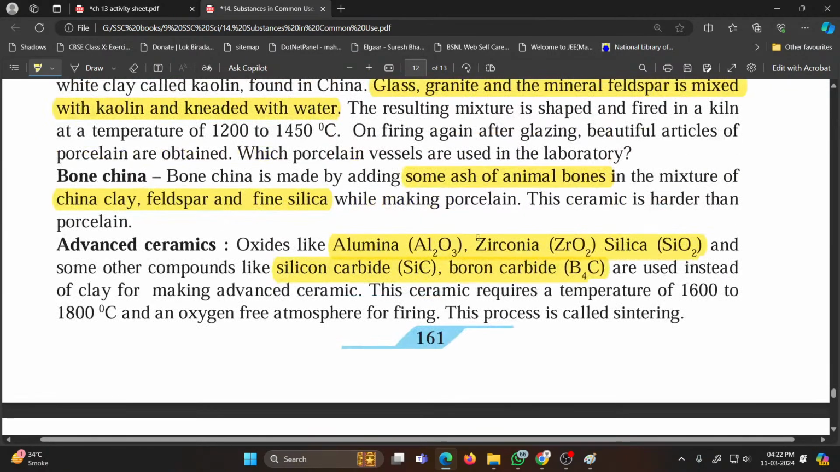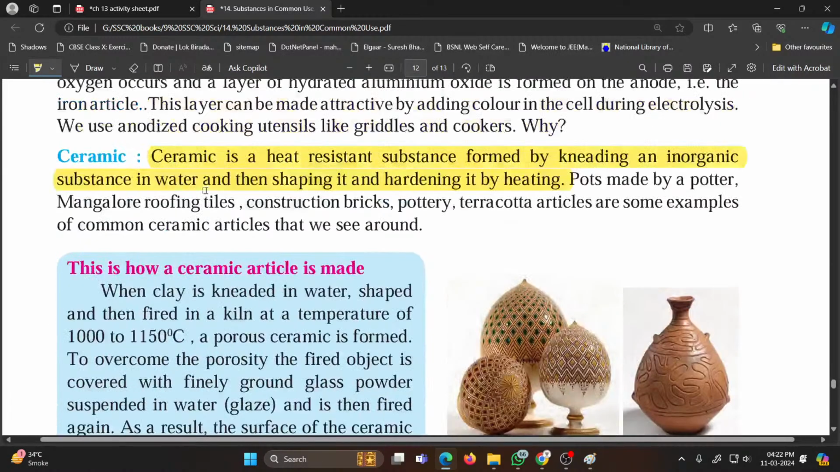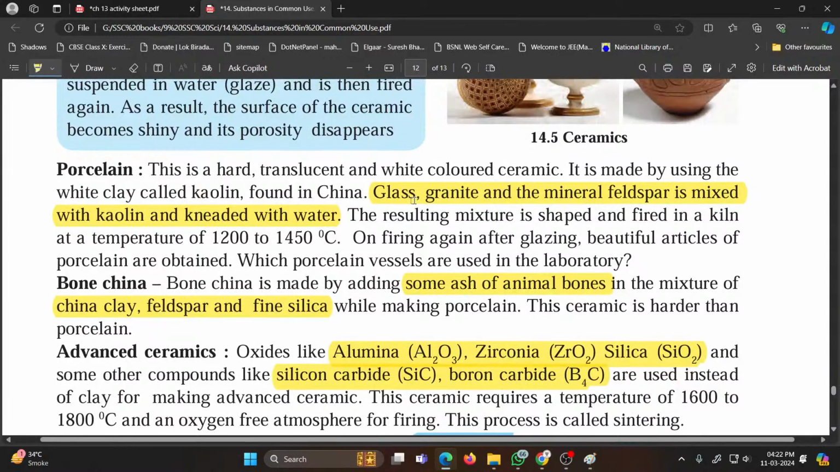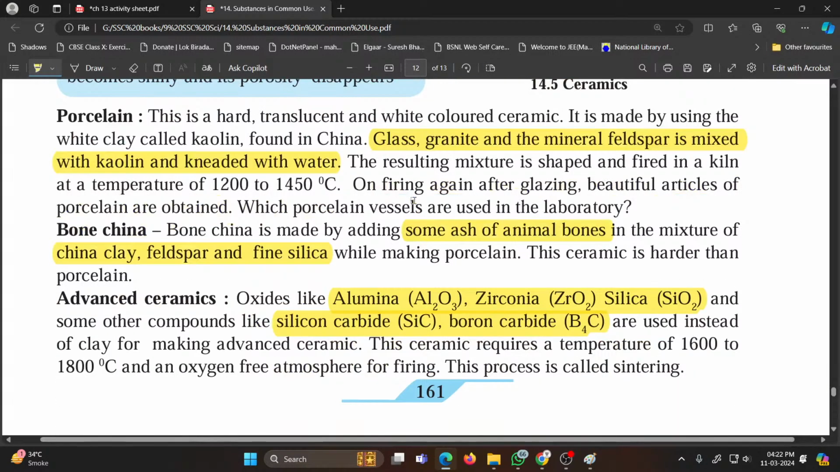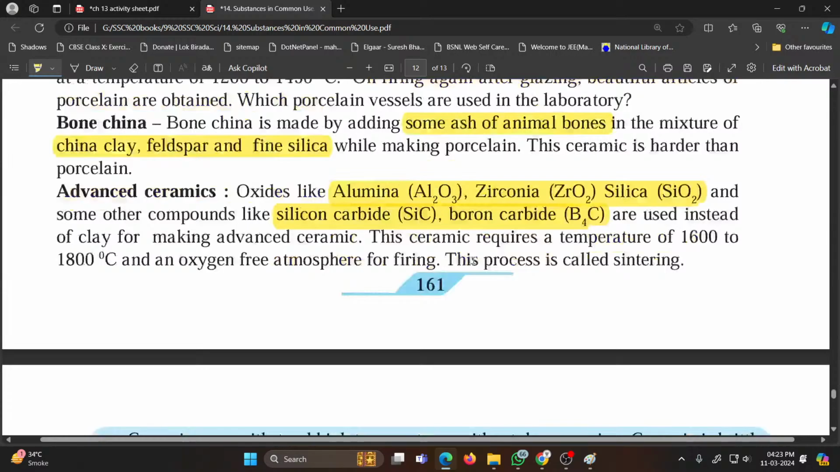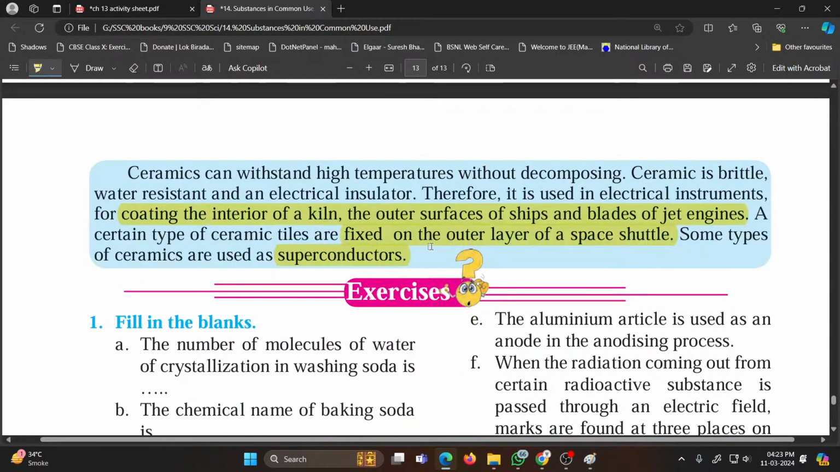So ceramics first. What is a ceramic? A ceramic is a heat resistant substance formed by kneading an inorganic substance in water and then shaping and hardening by heating. Then porcelain contains glass, granite, feldspar, whereas bone china contains ash of animal bones along with the china clay, feldspar and fine silica. Advanced ceramics have alumina, zirconia, silica, silicon carbide, boron carbide in them. They are used in coating the interior and outer surfaces of ships, blades of jet engines, etc.